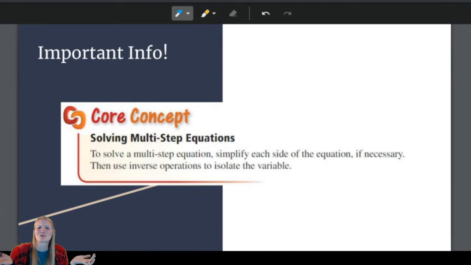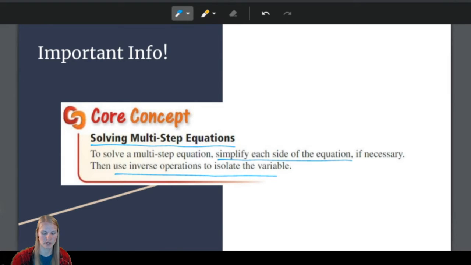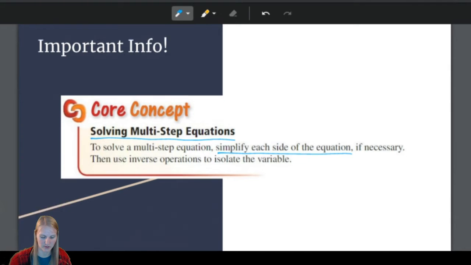What is the distributive property? We're going to get to that next. A quick review about how to solve multi-step equations. Simplify each side of the equation. If necessary, you don't always have to do that, but if you need to combine like terms, or if you need to distribute, you need to do that. And then use inverse operations to isolate the variable, just like we've talked about in the past.